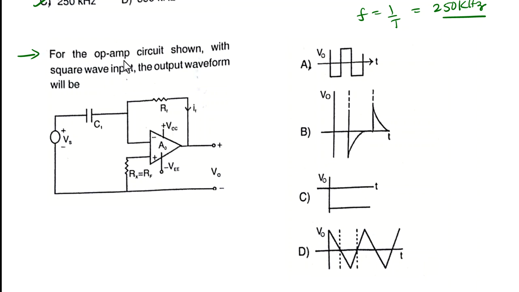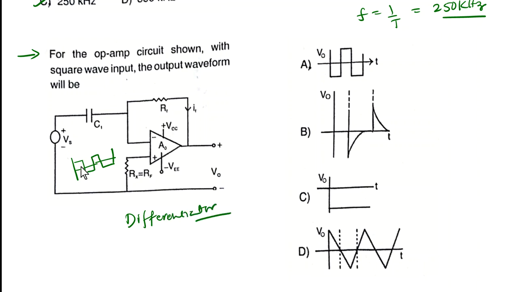for op amp, there is an operational amplifier circuit shown with a square wave input. Okay, square wave input, the output form will be, so here the given is a square wave input like this. Okay, what will be the output? So just you need to identify the circuit here, whether it is an integrator or a differentiator. If you observe the circuit here, it acts as a differentiator.